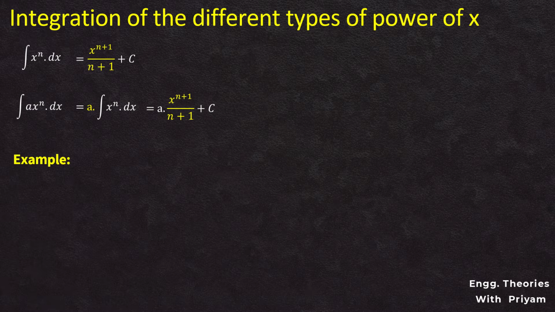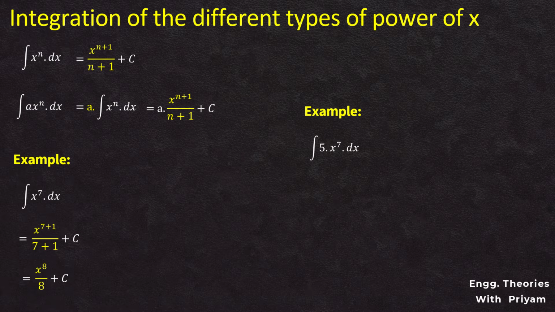Let's take an example based on these two formulas. Let's say we need to integrate x to the power 7 with respect to x. Then according to the formula of integration of x to the power n with respect to x, we can write the result of this integration as x to the power 7 plus 1 divided by 7 plus 1 plus the integration constant c, which can be simplified as x to the power 8 divided by 8 plus the integration constant c.